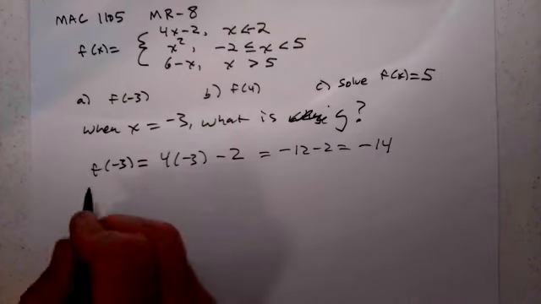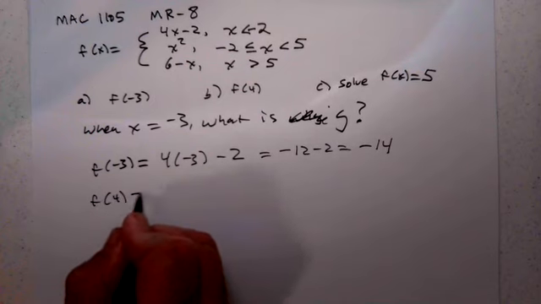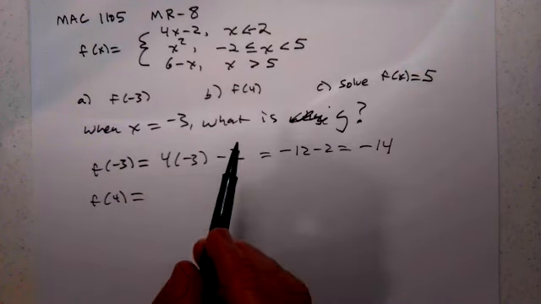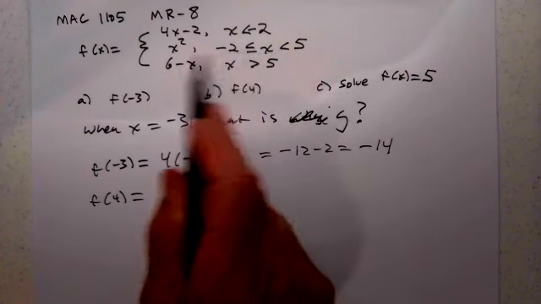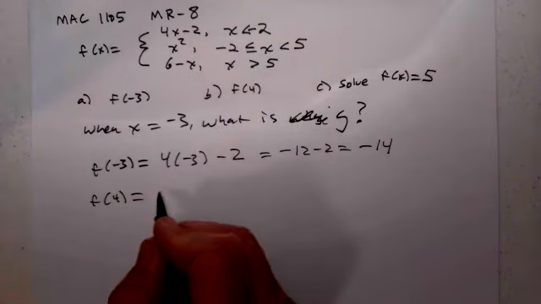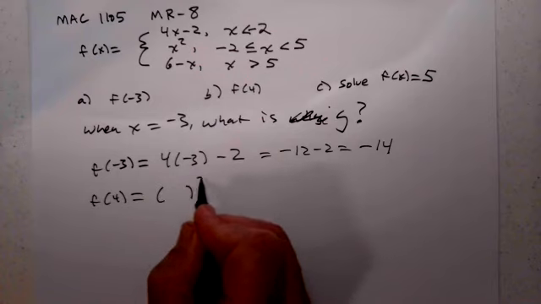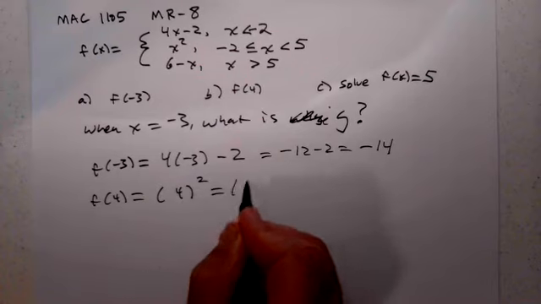Next up we have, what is f of 4? So which branch am I on now? More than or equal to -2 but less than 5, I'm on the second branch. So it's got to be something squared. It's x squared. So f of x is x squared, so f of 4 is 4 squared, which gives me 16.